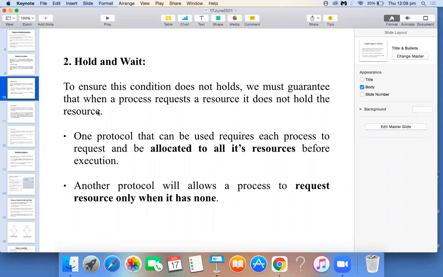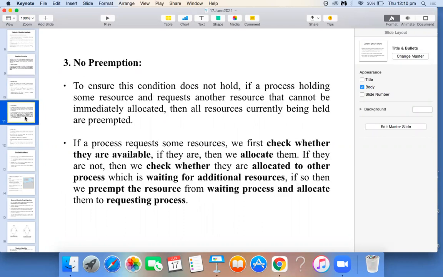When you give all the resources to one process, there is no chance that other processes will hold the resources, right? That's how you can avoid hold and wait. The second one is, you are not allowing the process to send a request for a resource if it is already holding something. That is the second method. These two points say how you can avoid hold and wait in your system.